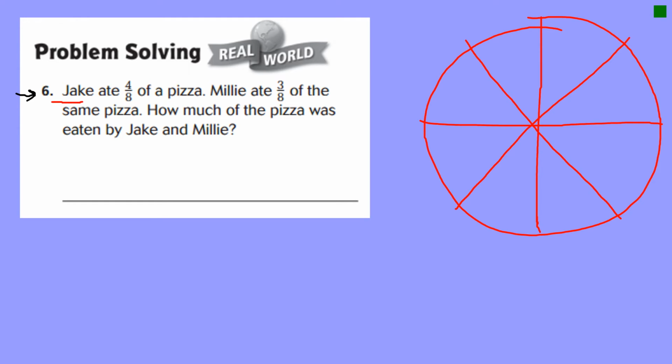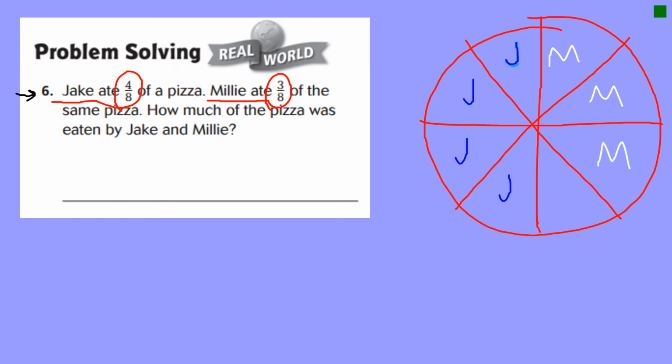All right, so let's see. I'm going to look at this again. Jake ate 4/8. So I'm going to put a J in 4 out of the 8 equal slices. Jake ate 4/8. Now what happened next? Millie ate 3 out of the 8 equal pieces. So we're going to put an M on Millie's. Okay?